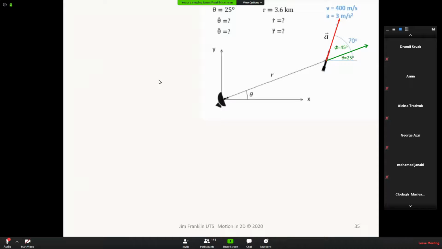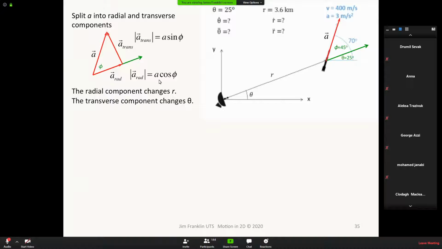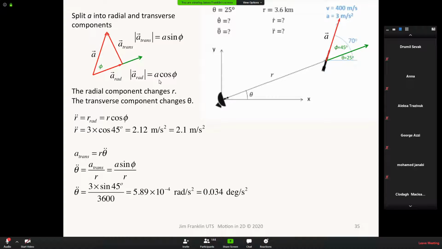Acceleration, we mark it in, split it into components in exactly the same way as before, and calculate the rate at which the range is accelerating. It's 2.1 meters per second squared outwards. And we calculate the rate at which the angle is accelerating. And that turns out to be this value here.